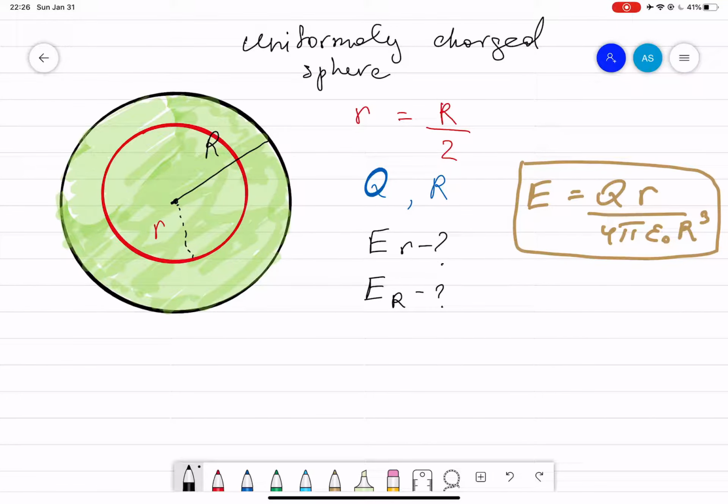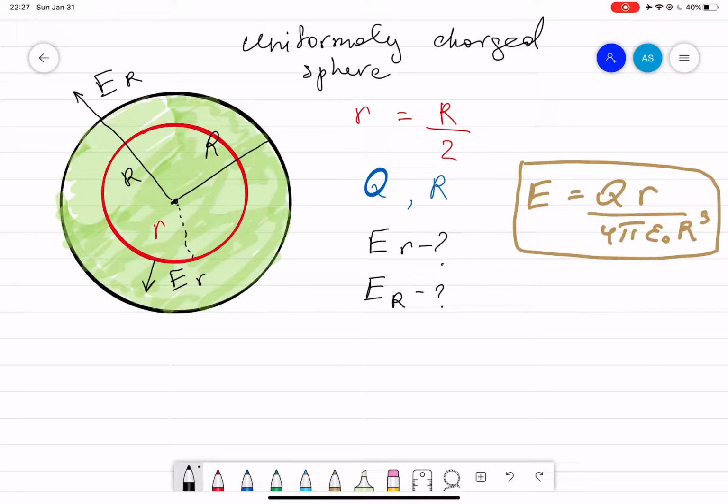Uniformly charged sphere. That means charge is uniformly distributed across this sphere, okay? We have a charge which is positive. This sphere is positively charged. It has a radius. Now we have to find what is the electric field at half the distance of the radius, which means let's say that we want to find the electric field at this distance, and then we want to find the electric field at a distance of, say, r. Say it's here, capital R. So that's two things we have to find.